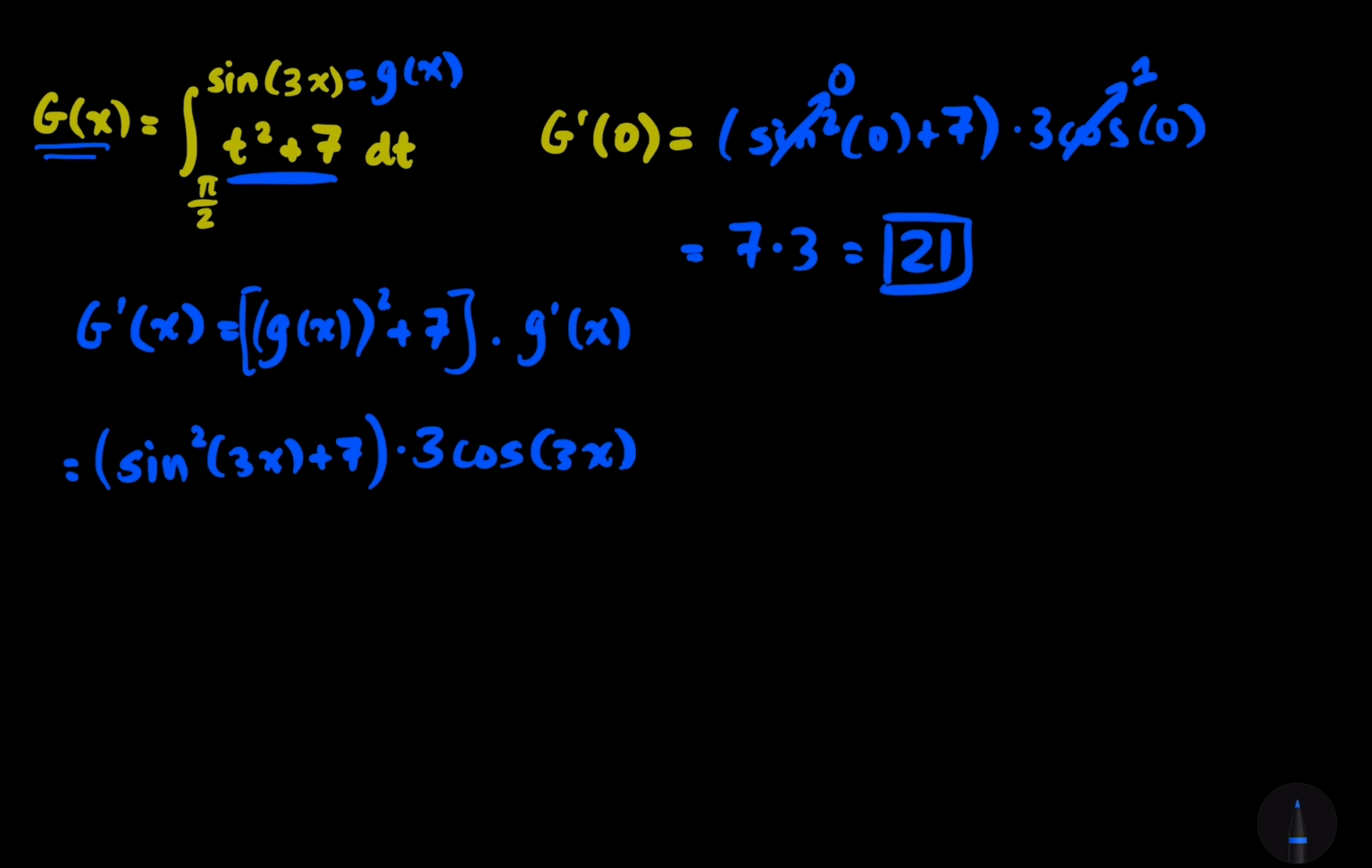So as you can see, it's actually very easy to apply this rule. You just have to identify what your upper bound function is, and then basically just use the fundamental theorem of calculus and connect it with the chain rule to end up with this result.